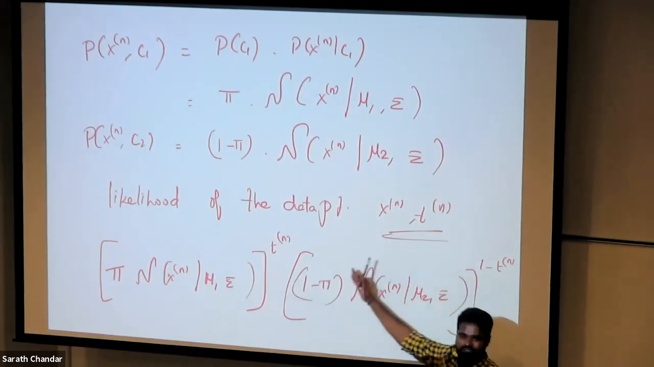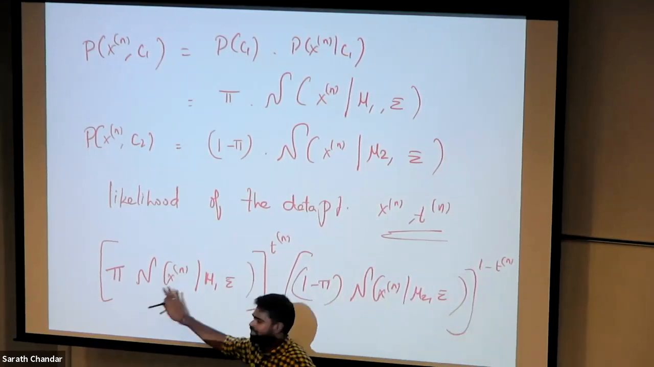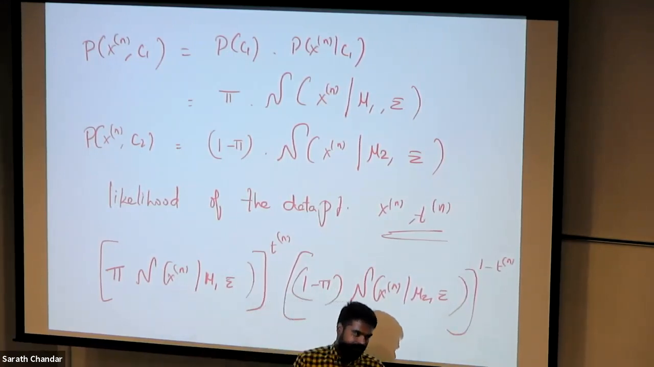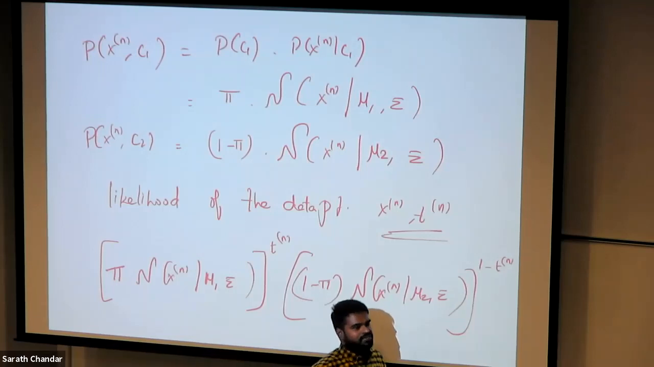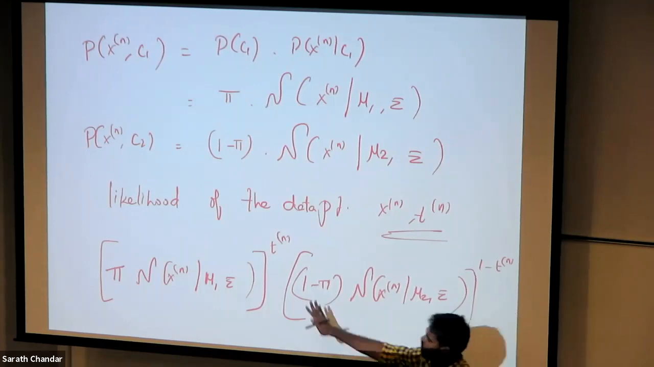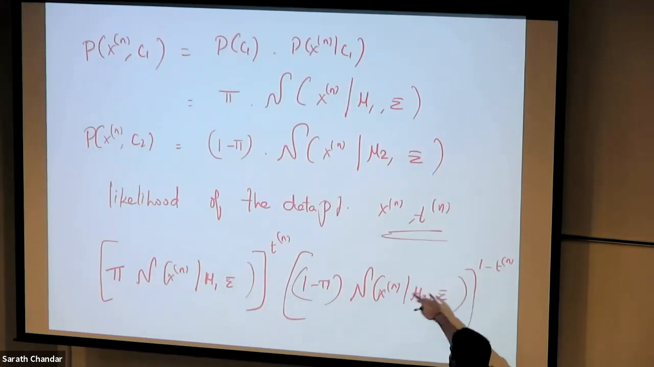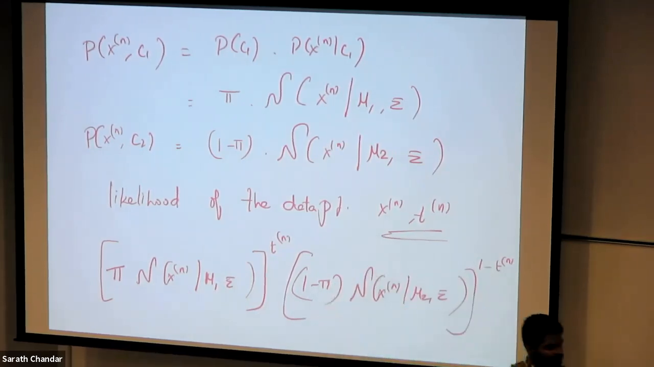So this whole term will go away. The probability is just pi multiplied by the class 1 Gaussian, right? Similarly, if this data point is actually coming from class 2, then we know that t of n is equal to 0. So this whole thing goes away, and you only have this thing. So 1 minus 0 is 1. So the probability is given by this, right?